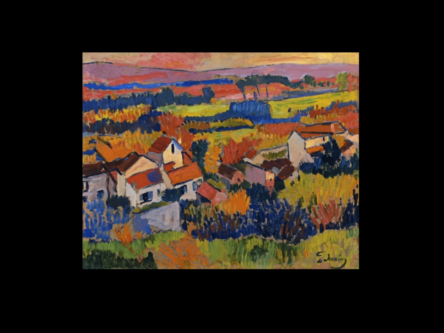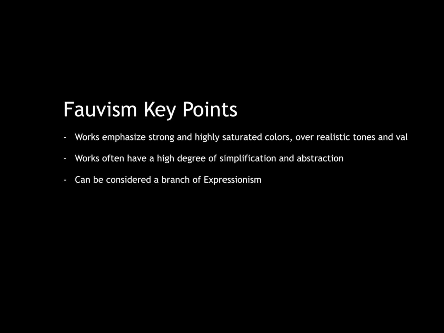And like I said in the last video, I'm giving you just short introductions into these movements here, right? So things to take away from Fauvism quickly: works that emphasize strong and highly saturated colors over realistic tones and values. The works, right, are akin to abstraction. They're simplified, reduced down into just essential forms and shapes. And then you can think of it as a branch of expressionism.